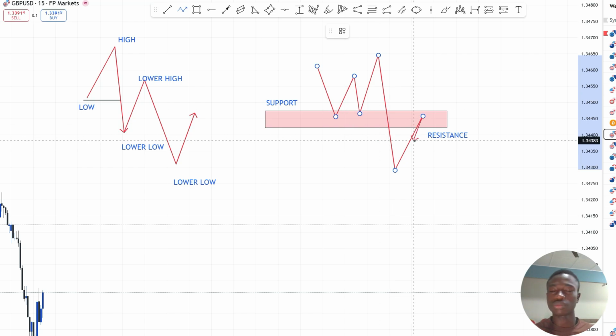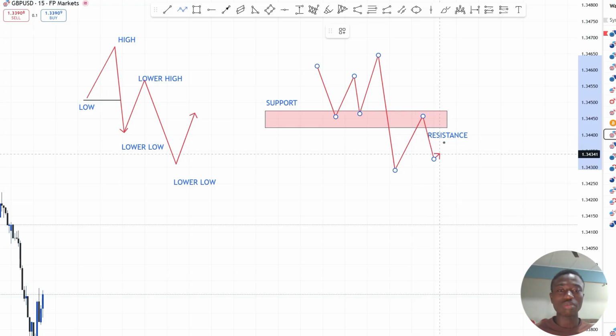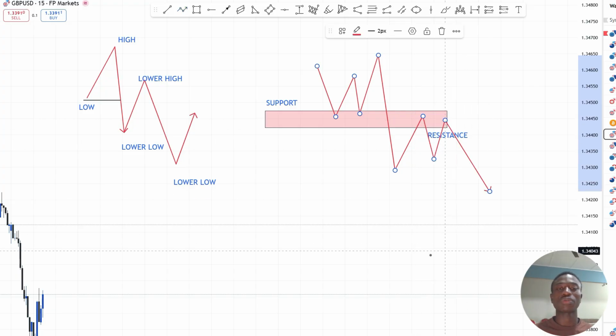That is what I mean. That same support level becomes a resistance. So this is what I mean by support turned resistance.